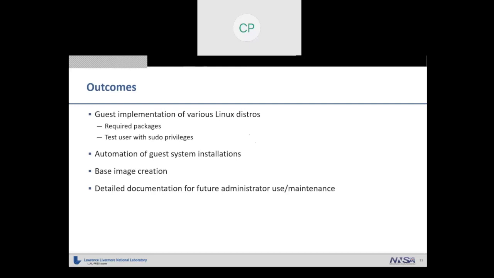These operating systems that we worked with include CentOS 7 and 8, Debian 9, Ubuntu 18.04 and 20.04, and openSUSE 15.2. We made sure that these systems were implemented with base configurations to install required packages, create a test user with privileges, and run an automated install of the operating system. Later on, these guests can serve as systems to build test environments on.